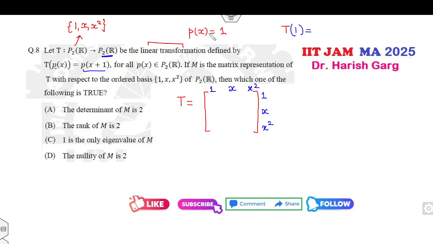P of x plus 1. What is P of x plus 1? It is 1. So this is a constant. Coefficient of x is 0, coefficient of x square is 0.